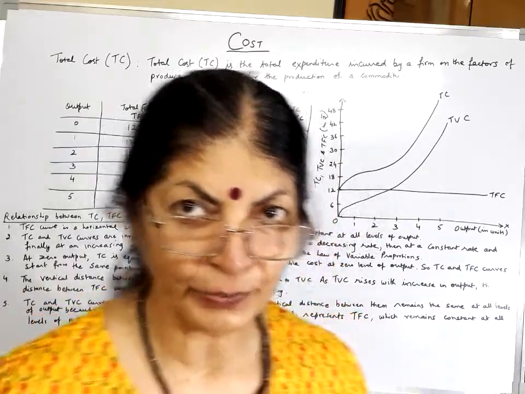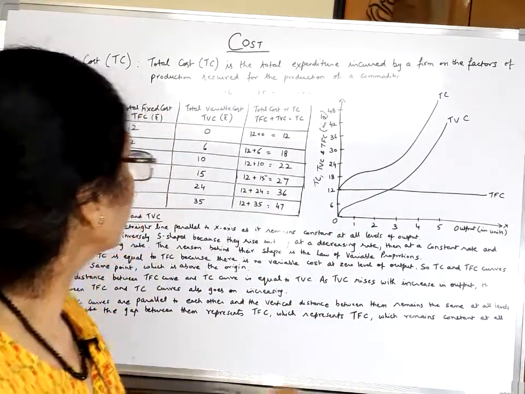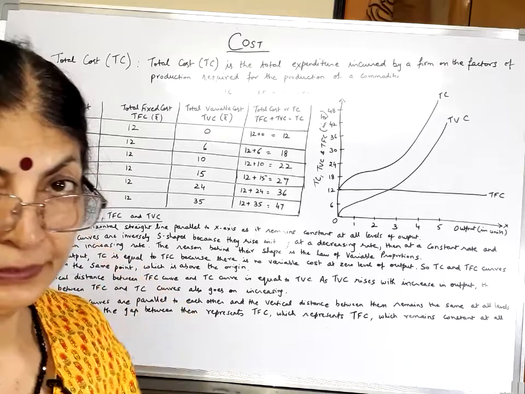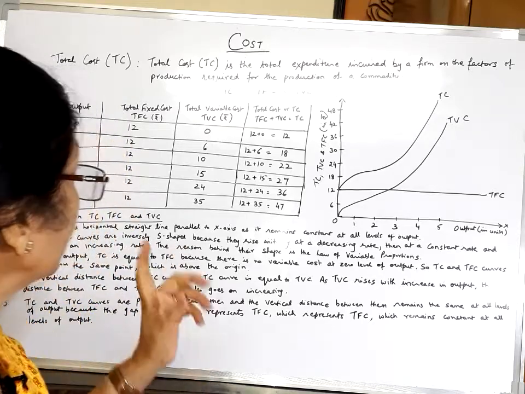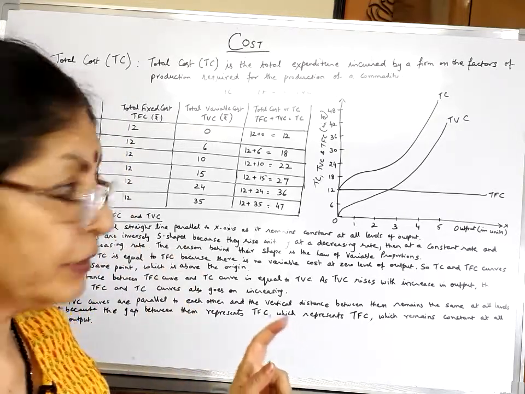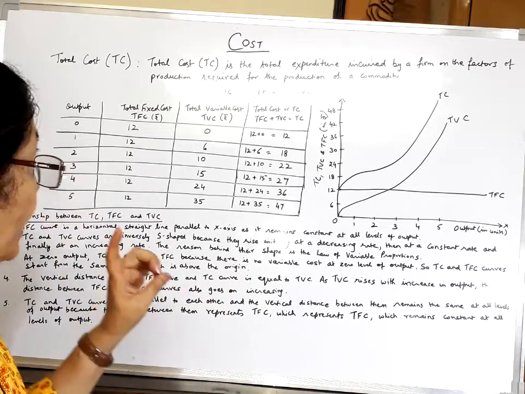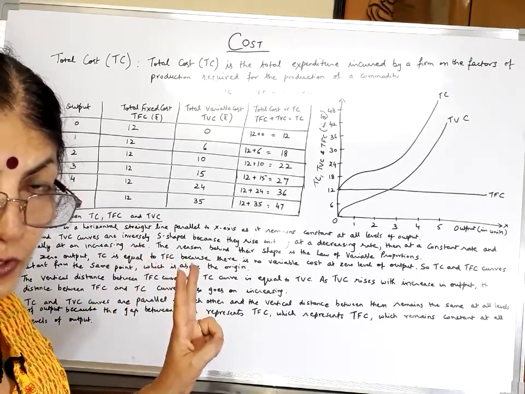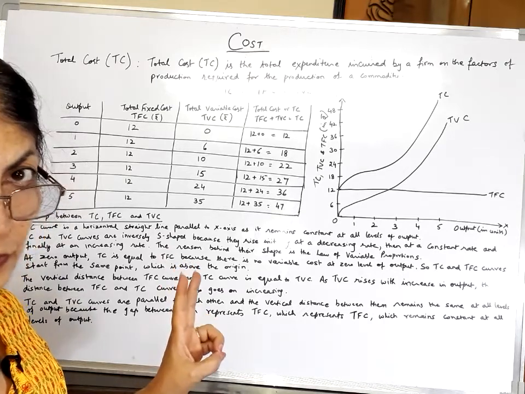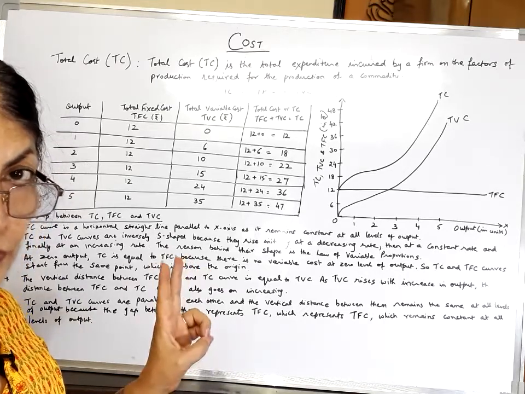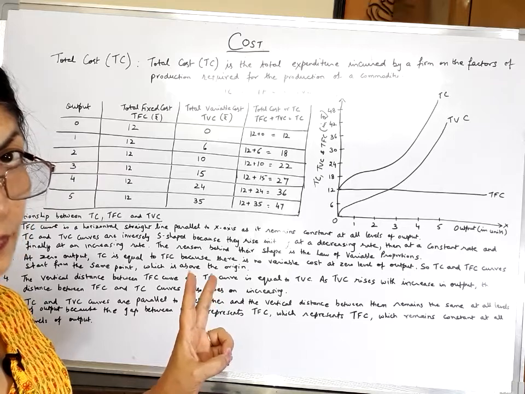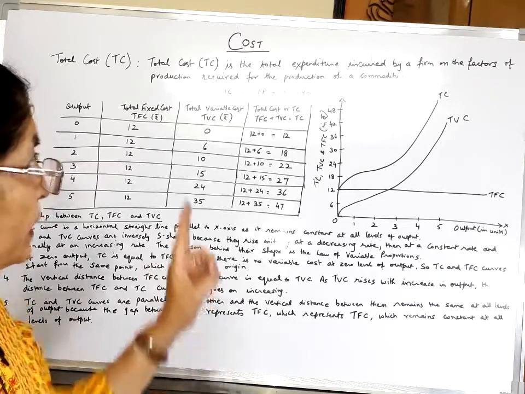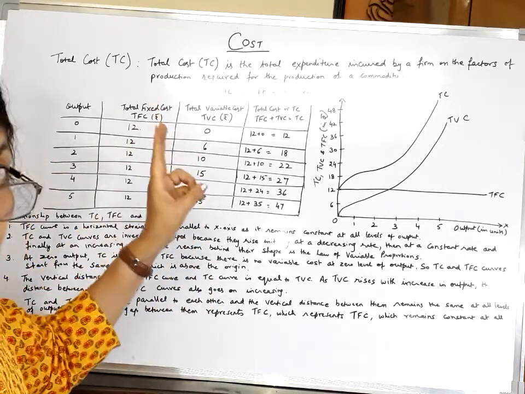Alright, so we continue with our costs, and I had told you about the total cost. Now we begin with total cost. Under total cost we have done two types, that is total fixed cost and total variable cost. The sum total of total fixed cost and total variable cost is total cost. Here we are doing total cost now.